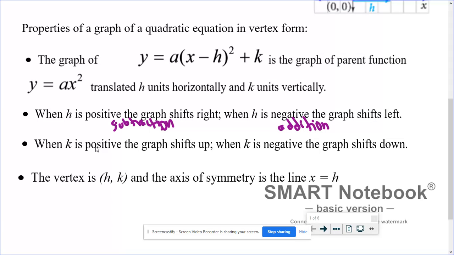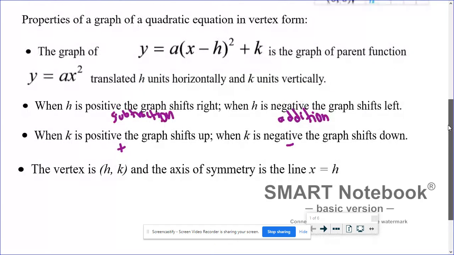All right. When k is positive, the graph shifts up. That works the way you think it should. That would be addition. When k is negative, the graph shifts down. That will look like subtraction. So the vertex is (h, k), and the axis of symmetry is the line x equals h.